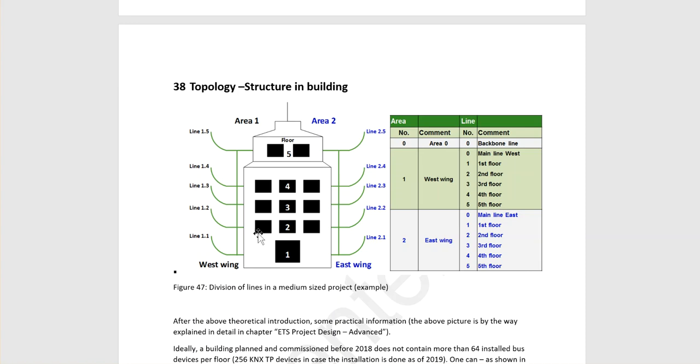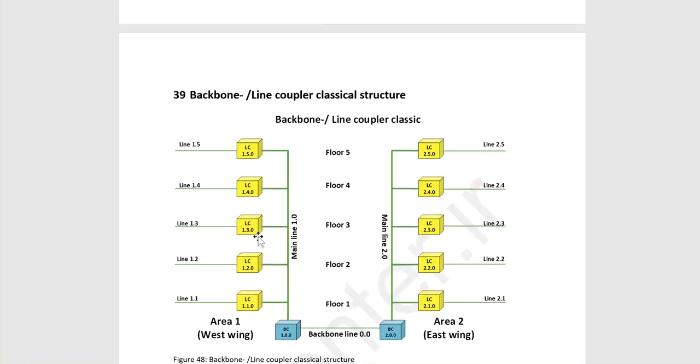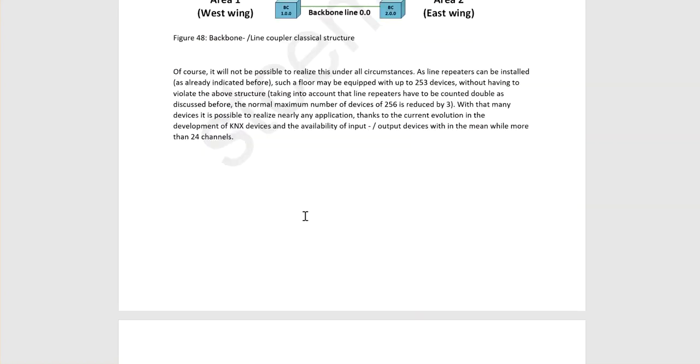So there is some correspondence between the physical layout of the devices, the physical building, and the topology view. It really depends on your experience. First of all, the book said if we have 5 levels, 5 floors, each floor should be equipped with a line coupler to connect to the main line, and the main line connects to the backbone coupler, and then you connect the 2 wings of the building with the backbone coupler. This is a classical topology.